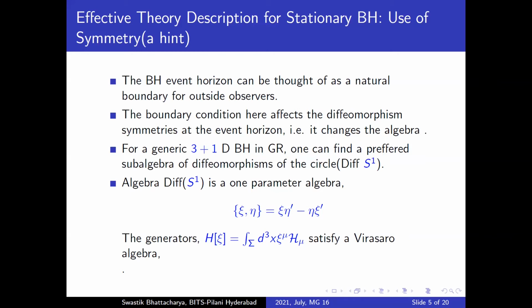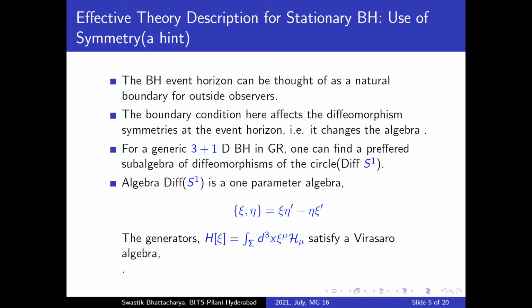This is well known. And it is also well known that for a generic 3+1 dimensional black hole in general relativity, you will find a preferred subalgebra of diffeomorphisms, which is the diffeomorphism of a circle. That is, I will call it S1 diffeo. So the algebra for the S1 diffeo is a one parameter algebra. And you can show that the generators of this algebra are just the Virasoro generators. So basically the algebra can be mapped to a Virasoro algebra.